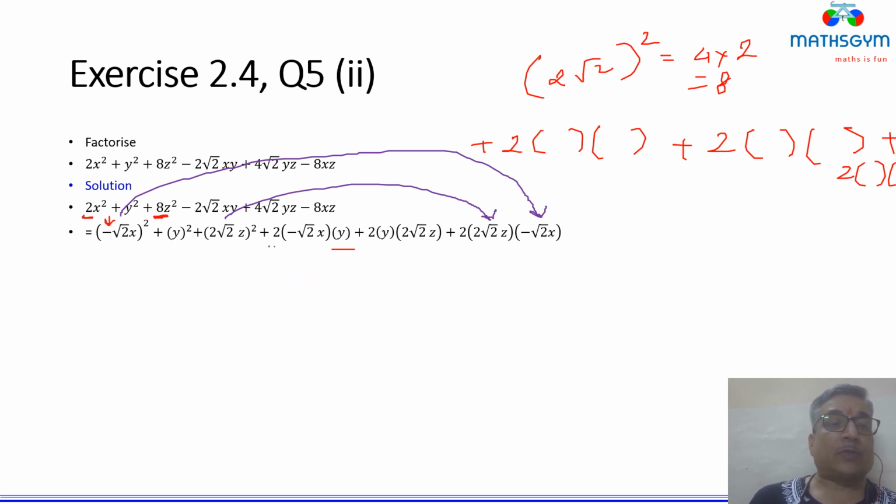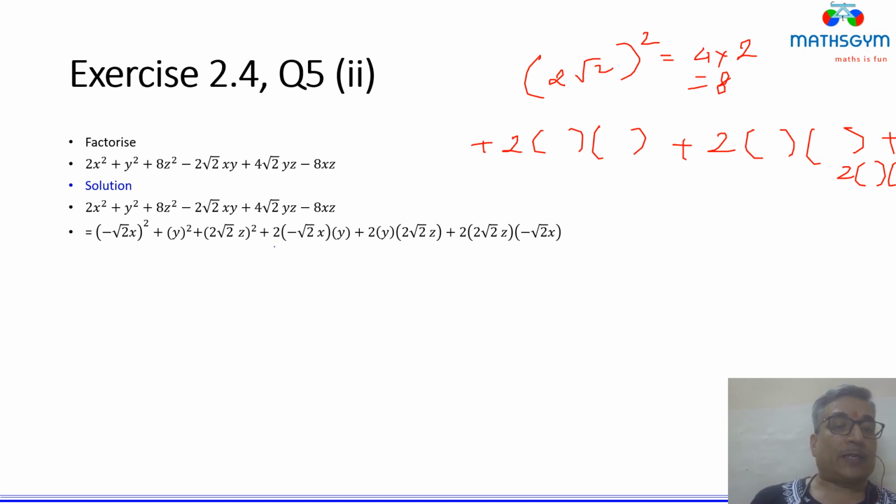Let me remove the annotation to make it a little clearer. What you need to do here is check the coefficient of xy. It is minus 2 root 2, which is the one here. If you check the coefficient of yz, it is 4 root 2 yz, which is again perfect. And the third one is 2 into 2 root 2, which is 4 root 2, and into minus 2 it becomes minus 8zx. So you see that you have not disturbed the terms, but only rewritten them appropriately to fit a particular identity, which we will look at in the next step.